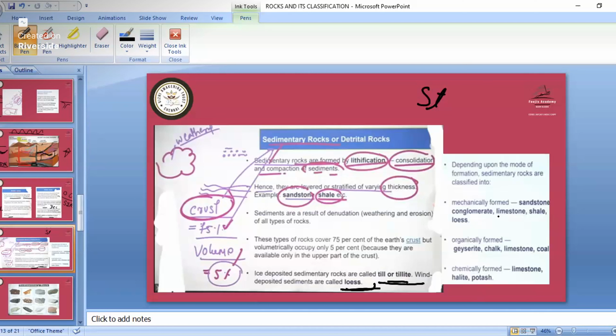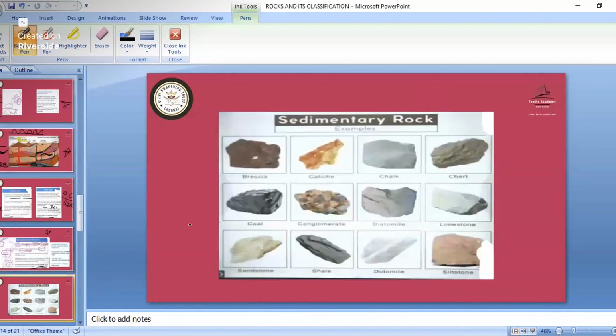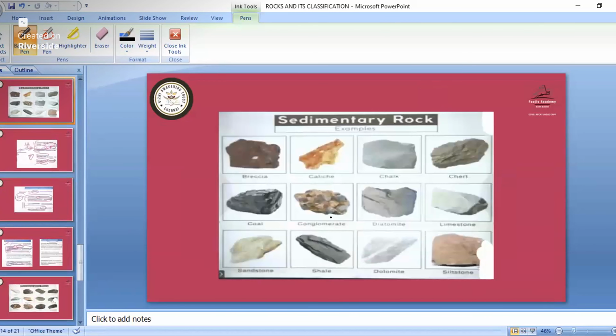So remember this: mechanically formed, organically formed, or chemically formed sedimentary rock. Remember that also. Now important sedimentary rocks are breccia, caliche, chalk, chert, then diatomite, limestone, dolomite. Remember all these names.